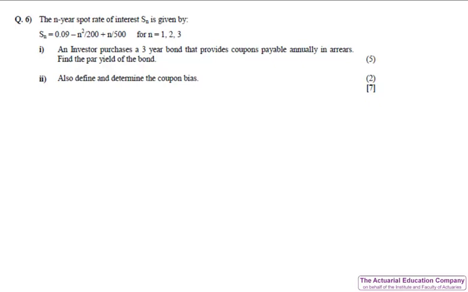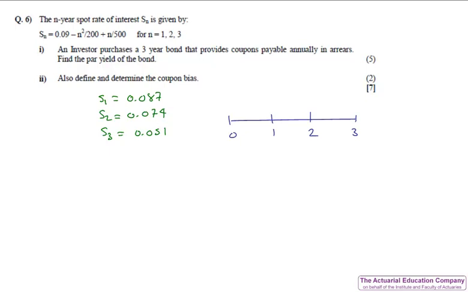Question 6 tests spot rates, par yields, and the coupon bias from chapter 14 of the notes, and is a fairly straightforward question. First of all, we're given a formula for the n-year spot rate, and we're asked to find the 3-year par yield. Using the formula, we can get the 1, 2, and 3-year spot rates, and then we're ready to find the par yield. The 3-year par yield is the annual coupon rate, which we'll call C, on a bond that's redeemed at par and priced at par. You could use 1 to give your C as a decimal. I've used 100, so my C will give a percentage.